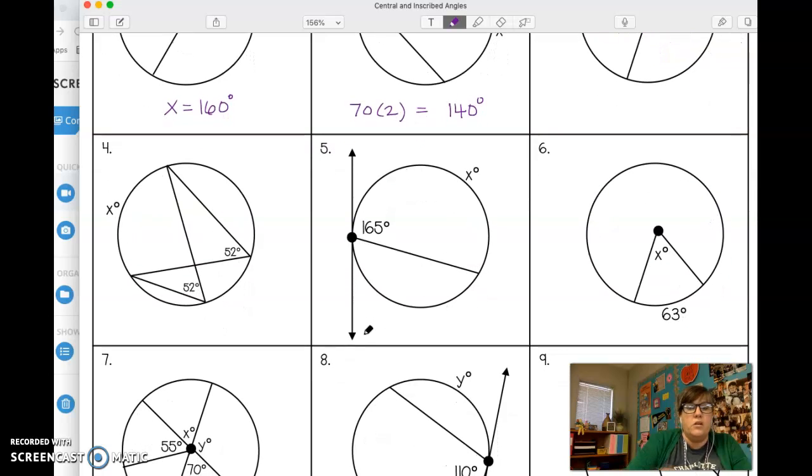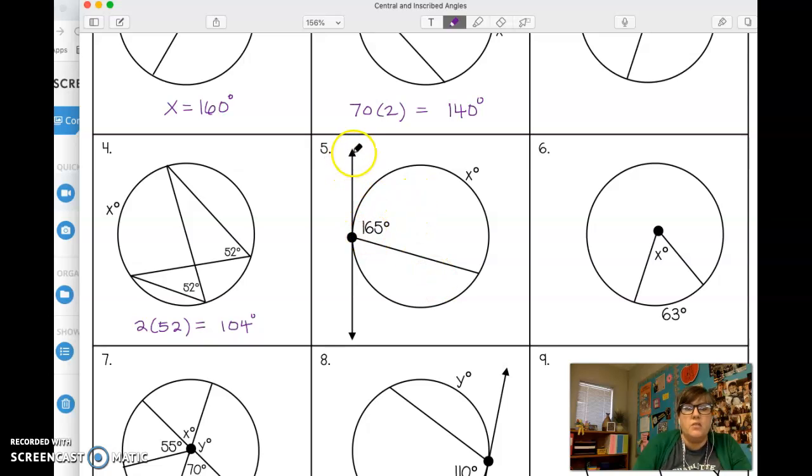In number 4, again, we have 2 congruent angles intercepting the same arc. They're both 52, so we double the angle measure because it's an inscribed angle to give us our arc measure of 104.